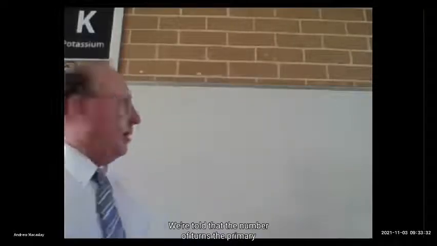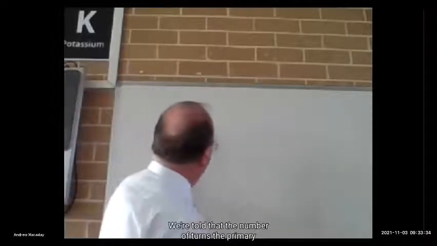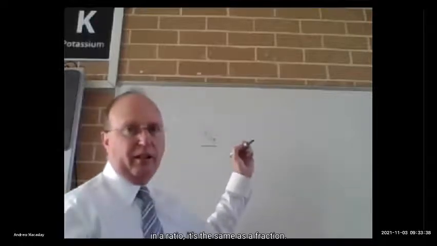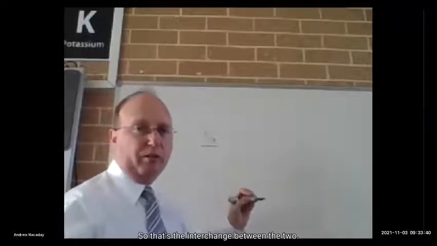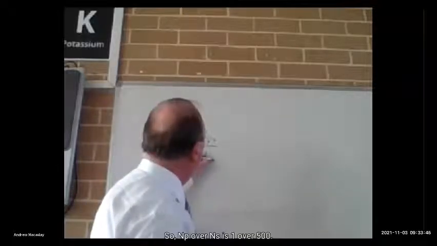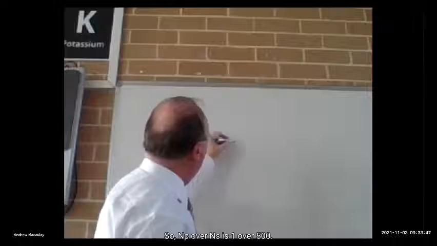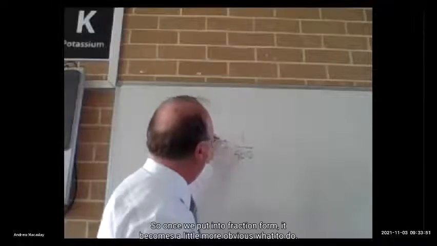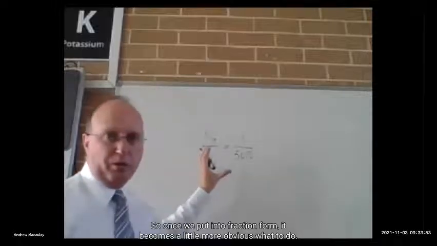We're told the number of turns in the primary, in a ratio, it's the same as a fraction. Okay, so that's the interchange between the two. I think that might have been year 8 maths, but anyway. So NP over NS is 1 over 500. Once we put it into fraction form, it becomes a little more obvious what to do.